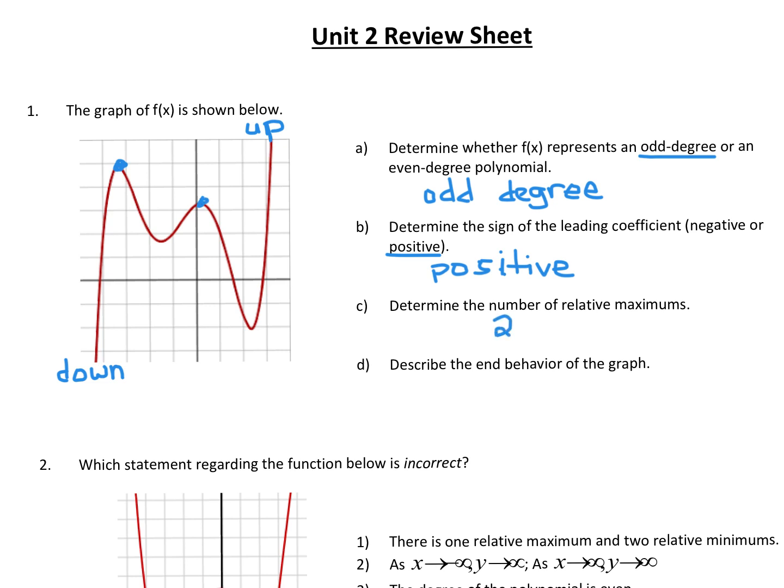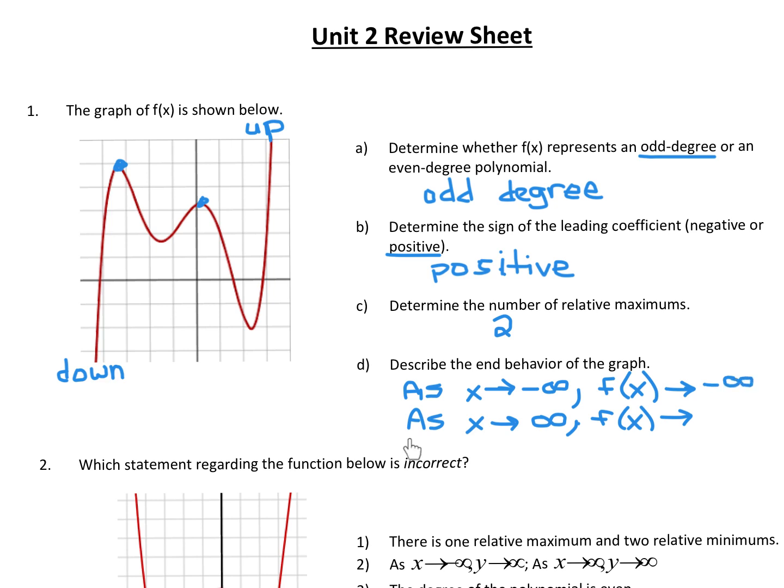Okay, and then part D, describe the end behavior of the graph. So we want to start off this way. As x approaches negative infinity, and it's important to write all this out. This means as we go to the left, as our x values get smaller, aren't we going to the left on our graph? What's happening to f of x? What's happening to our y values? Well, let's look on the left of the graph. Since this says down, it's heading towards negative infinity.